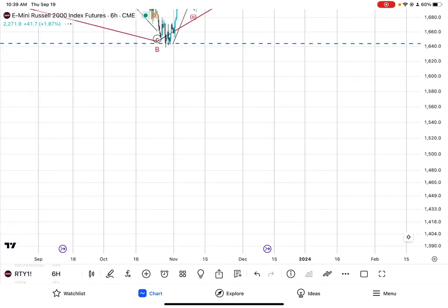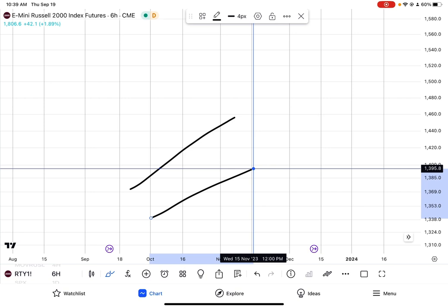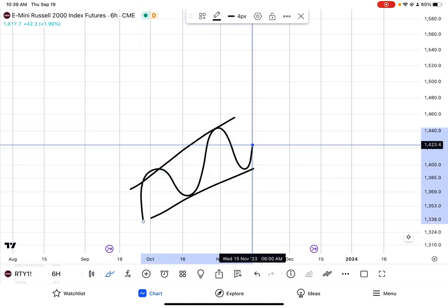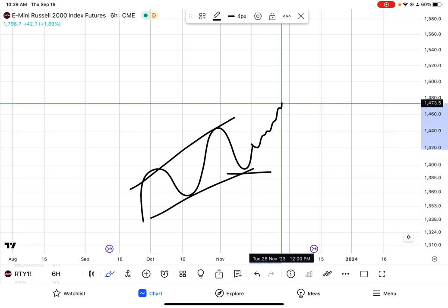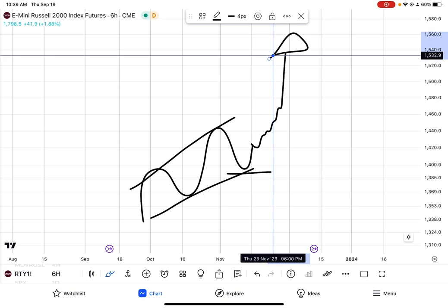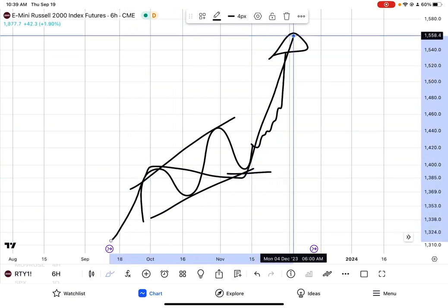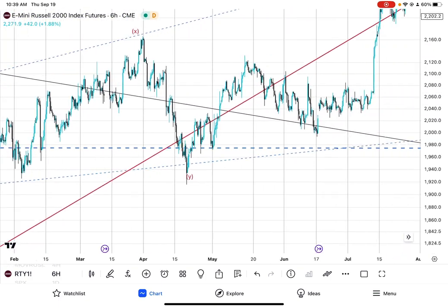Now I know I said that ascending broadening wedges are bearish, but sometimes what you may have is, instead of breaking down, once you come down over here, you just creep up for your next wave. And this over here would be your wave 1, and you have a wave 2, and then you have a third wave to the upside. And it looks like we're doing just that, right?